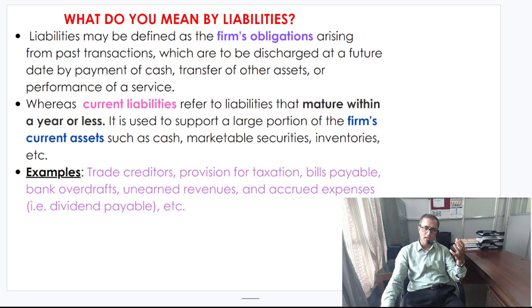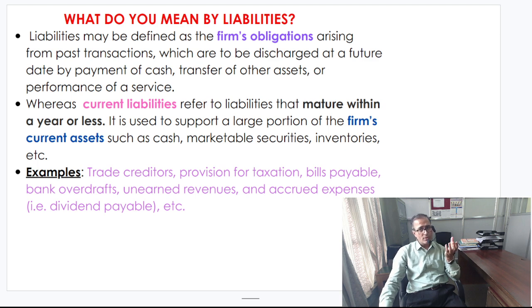Liabilities, as you know in the accounting equation, if you remember, assets equal liabilities plus equity. Here your business assets would be financed with debt and equity. Now debt could be short-term debt, which is current liabilities, or long-term debt. Today's discussion would be overall about current liabilities. In the coming days I will be discussing long-term debt analysis too.